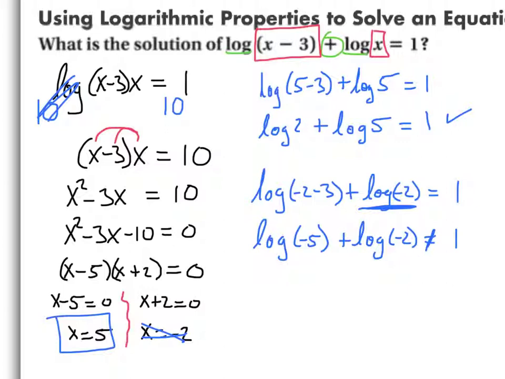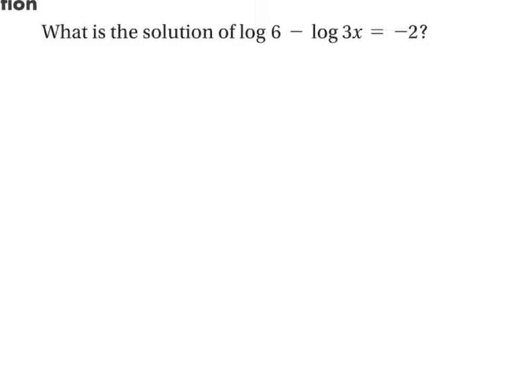Questions? Let's try one more. Log 6 minus log 3x equals negative 2. So, what do I do here? Combine the log. Condense it using division, because remember, this time we have subtraction going on. So this is going to be log 6 over 3x equals negative 2.